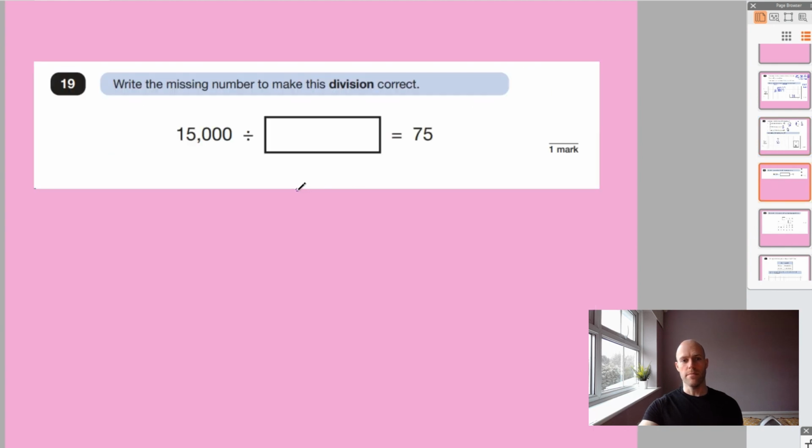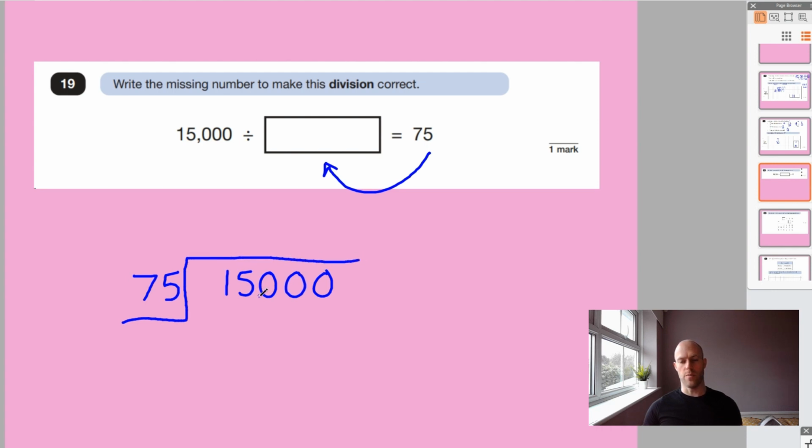It's very long. So write the missing number to make this division correct. 15,000 divided by a certain amount equals 75. Well, we can drop that into there. We can have 15,000 and we can divide it by 75. So it is a double-digit division, but you're not going to really need to write a toolkit. You could if you wanted to, 150 and then 225.